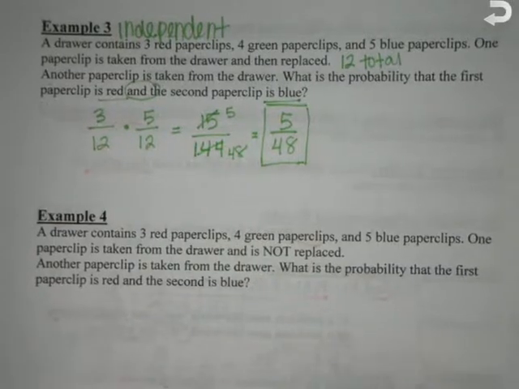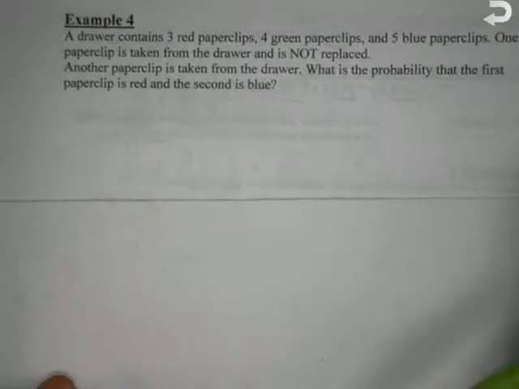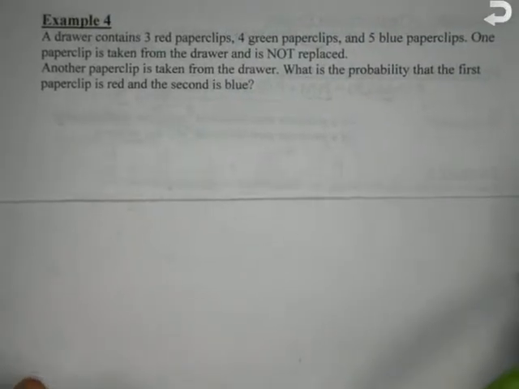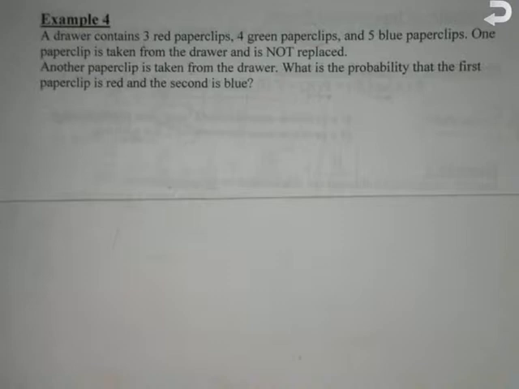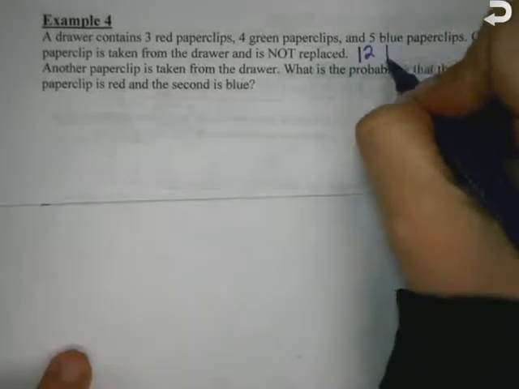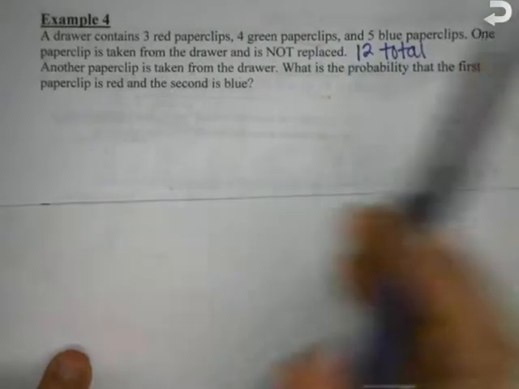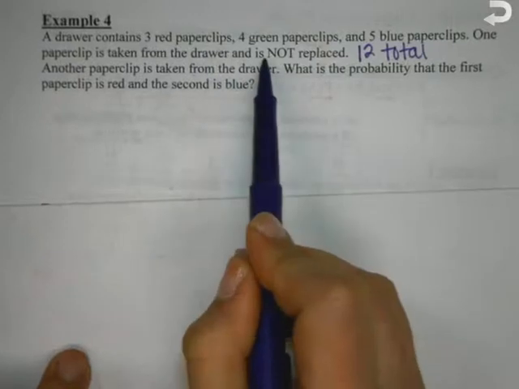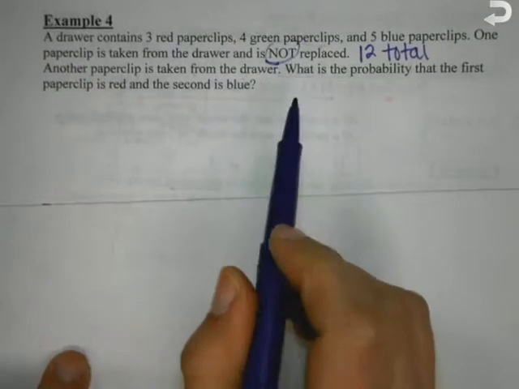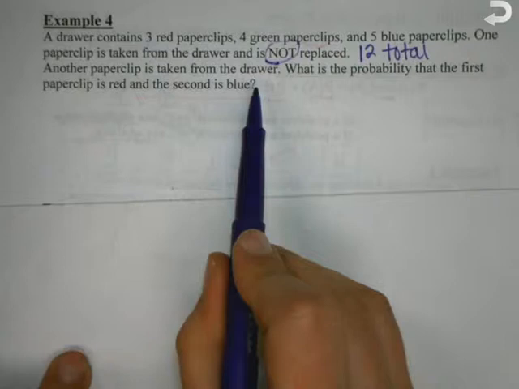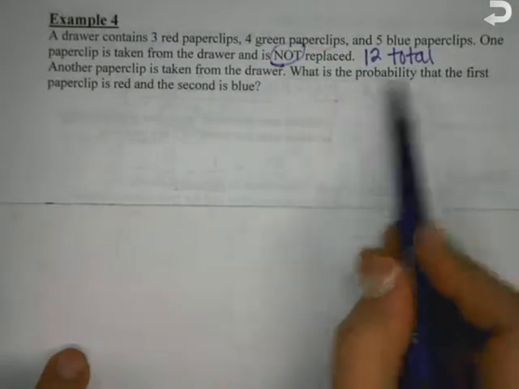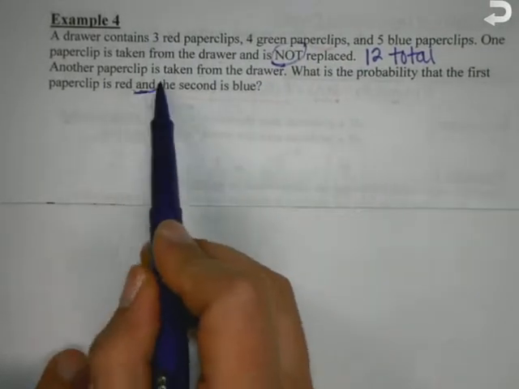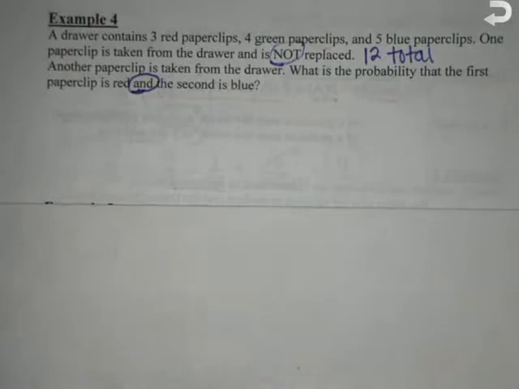Okay, what about 4? A drawer contains 3 red paper clips, 4 green, and 5 blue, so that's 12 total. 1 paper clip is taken from the drawer and not replaced. Another paper clip is taken from the drawer. What's the probability that the first is red and the second is blue? Okay, so the first event does affect the second event, right? So these are dependent. Okay, dependent events.